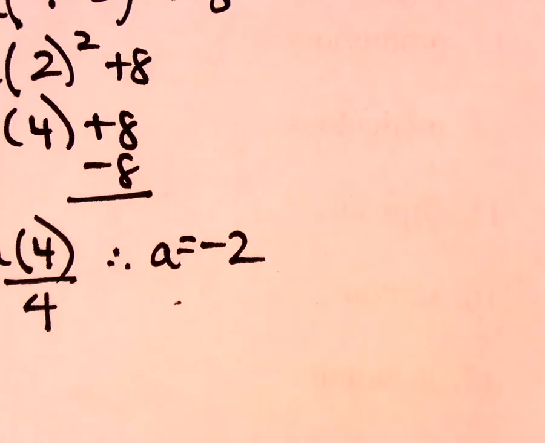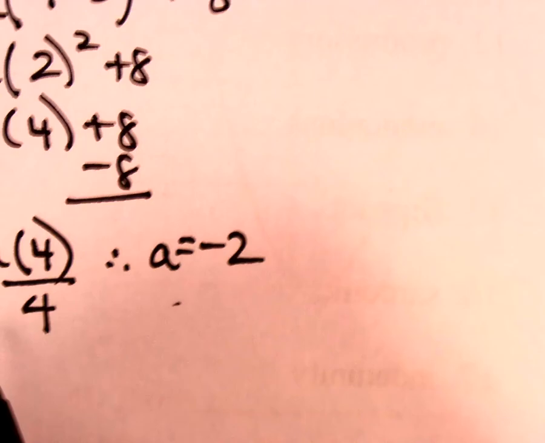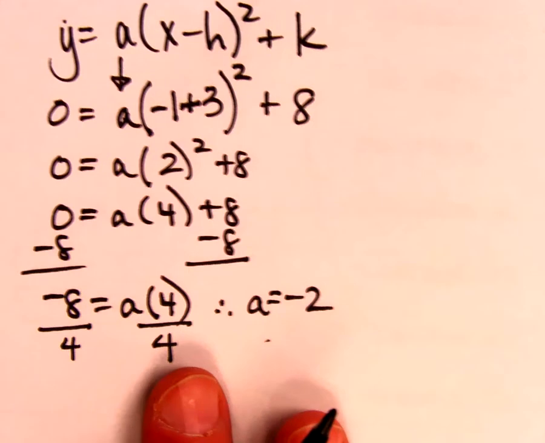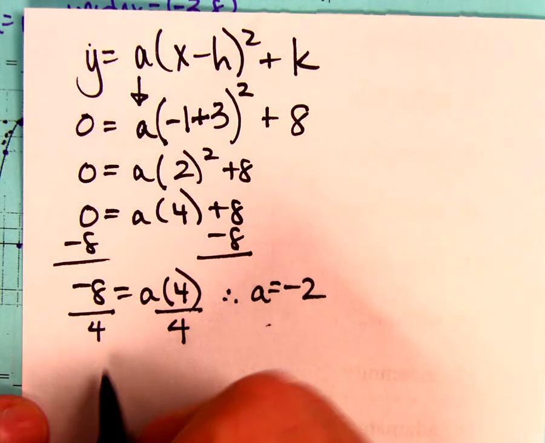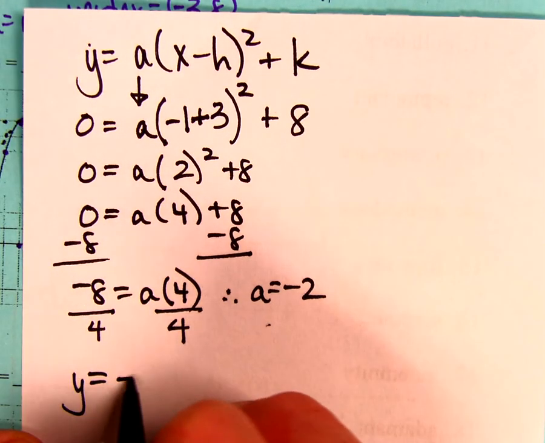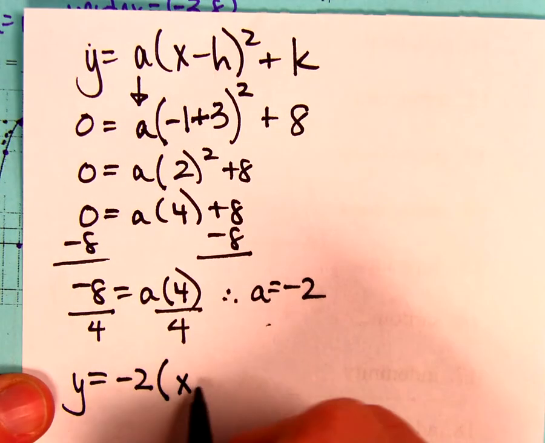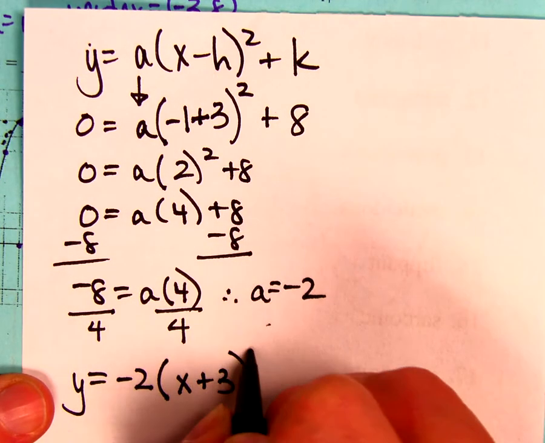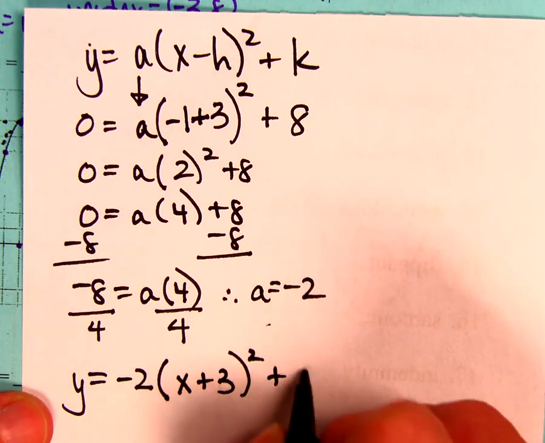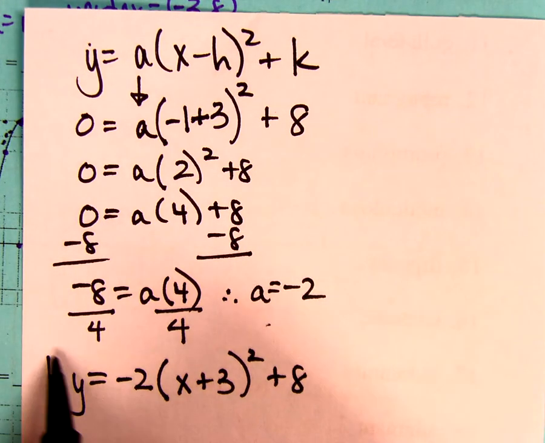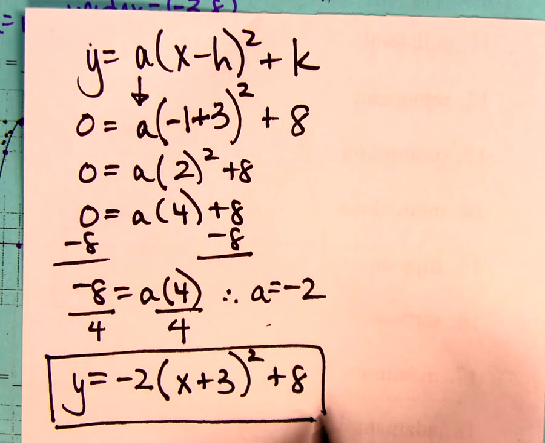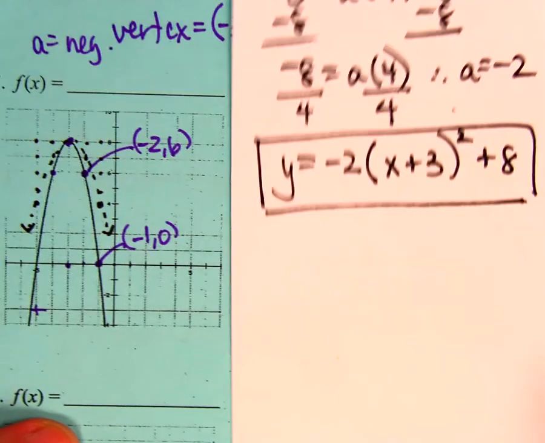So now we're going to go back to our original equation. Since we found all of that, y equals my a, leave my x, my h is a positive 3 squared, and my k is a positive 8. So this is going to be the equation for that graph.